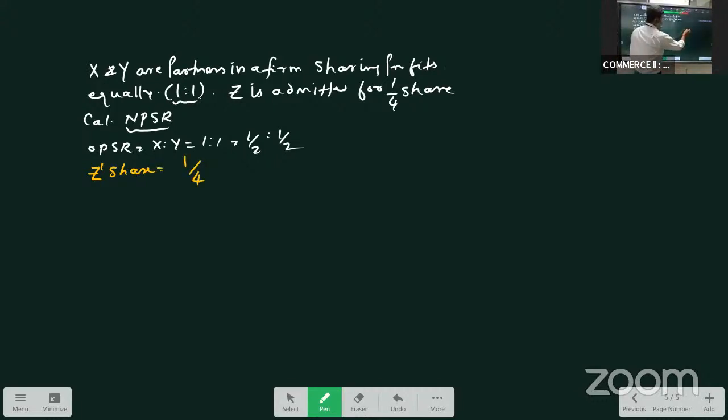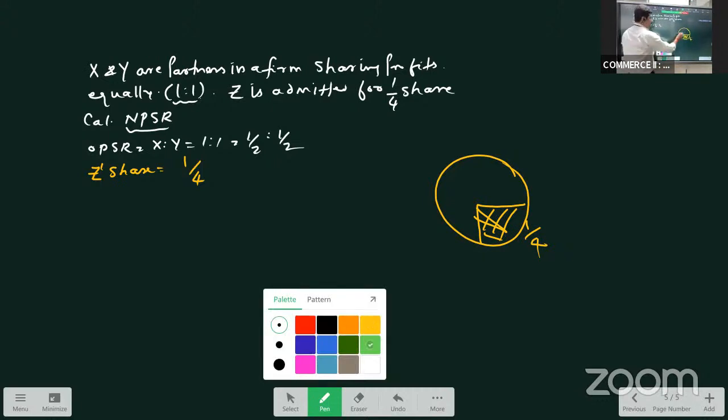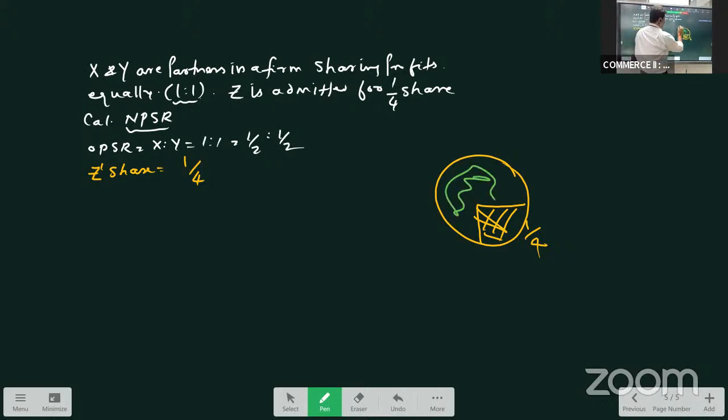So again, if I show you this example of a chapati, Z is given 1/4 share. This share we are giving to Z. How much does it constitute? It is 1/4. So what is the remaining share? This total proportion is 3/4. पहले Z को ये देने के बाद जो ये 3/4 बचा हुआ है, ये हम लोग X एंड Y में बांटेंगे 1:1 रेशियो में, जो उनका ओल्ड प्रॉफिट शेयरिंग रेशियो था. Okay, shall we put it in the form of solution?